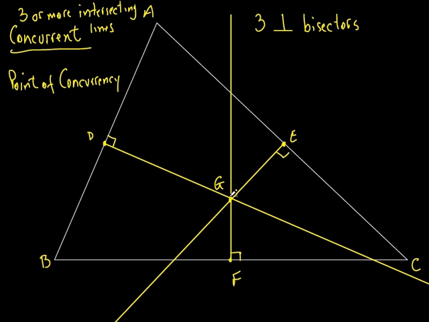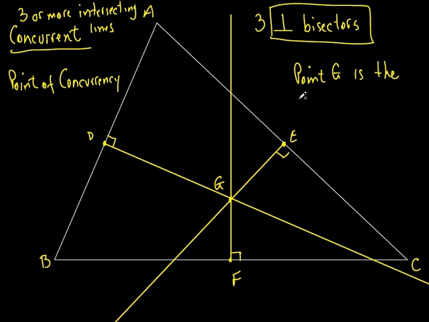Now, there's something really special about this. When you do 3 perpendicular bisectors, that point of concurrency has a name, and they call that the circumcenter. So that point G right there, point G is the circumcenter. And this is really what I want you to know. Circumcenter. All right, so point G is called the circumcenter.